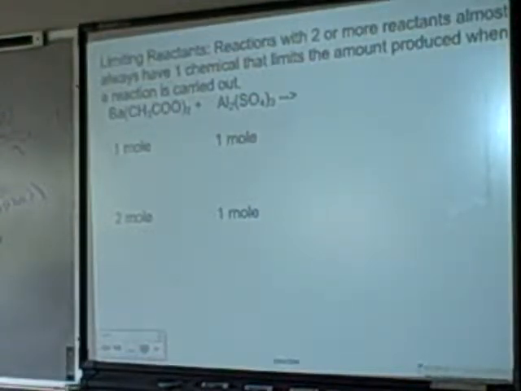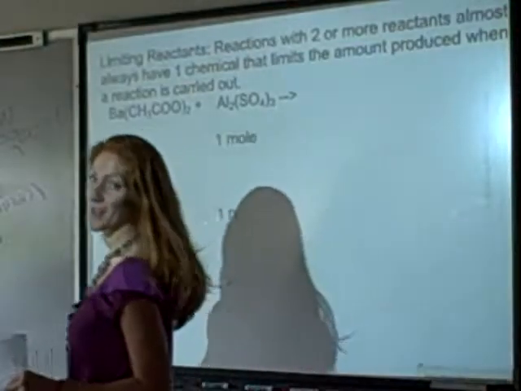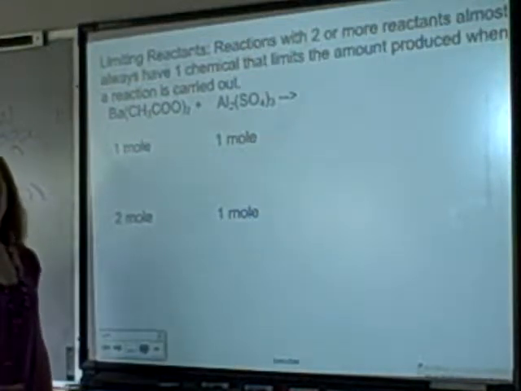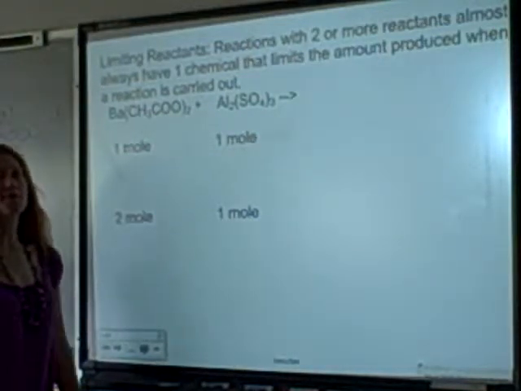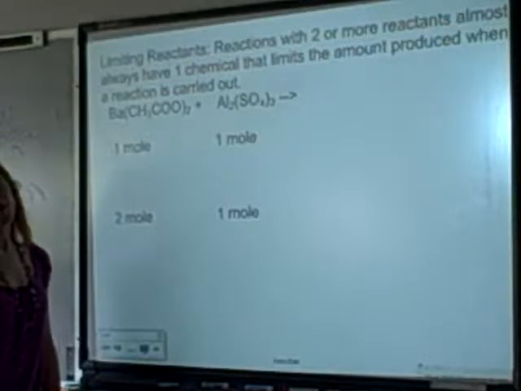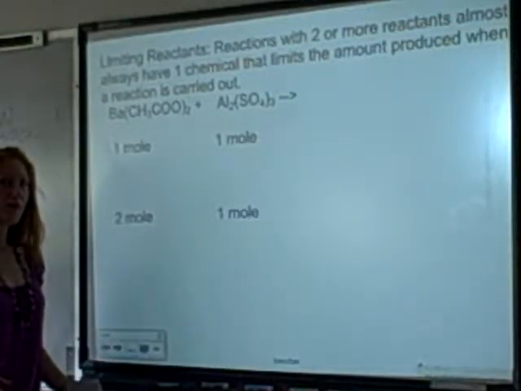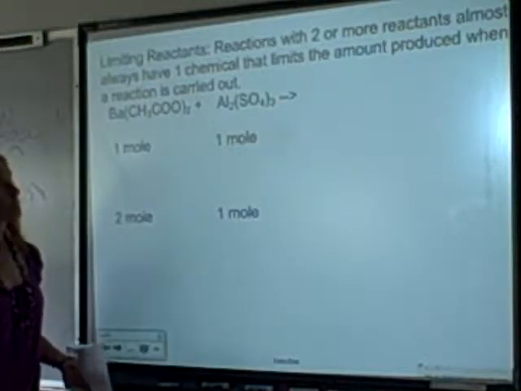Okay, with limiting reactant problems, this is going to be whenever you start with two reactants and you want to see which one runs out first. The reason the limiting reactant limits your product is that you run out of that reactant. For example, if I'm making water, water is hydrogen and oxygen. If I run out of hydrogen, I can't make any more water.